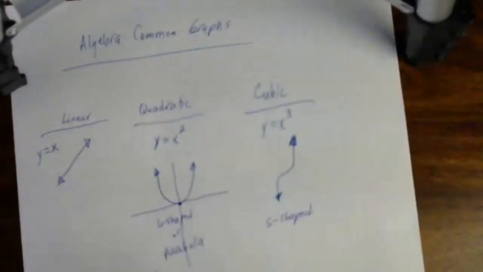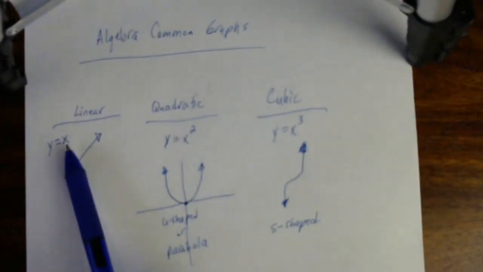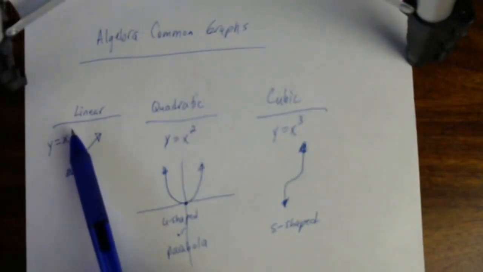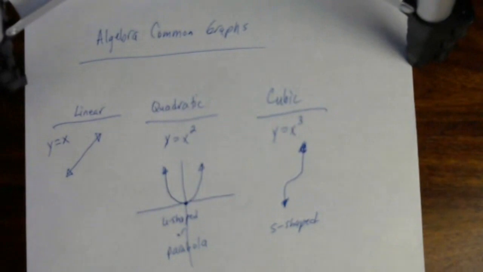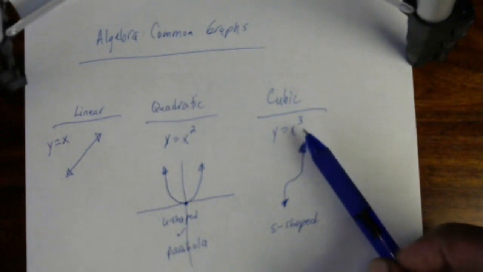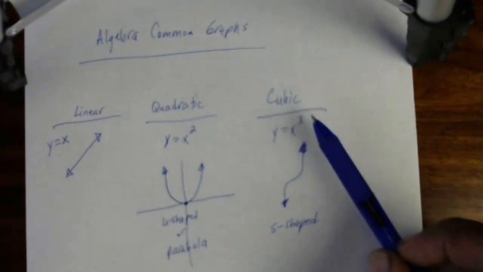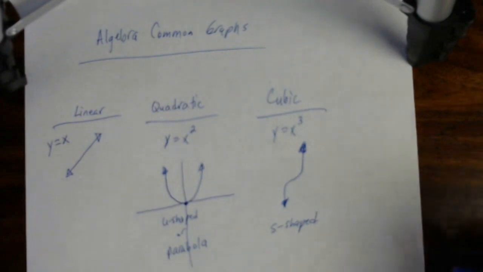So if I go back to my common graphs, y is equal to x. Here my variable x is raised to the first power. The first power is an odd number, so the linear function is an odd function. The cubic function is raised to the third power. 3 is an odd number, so my cubic function is also an odd function.